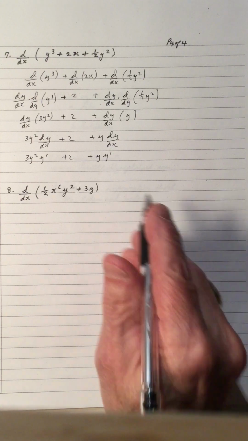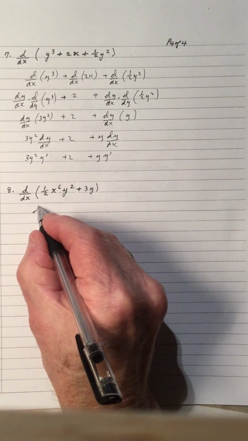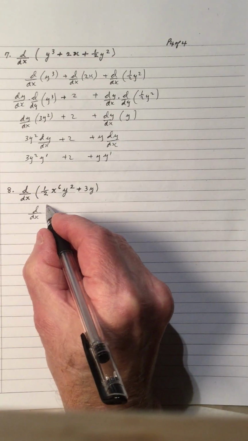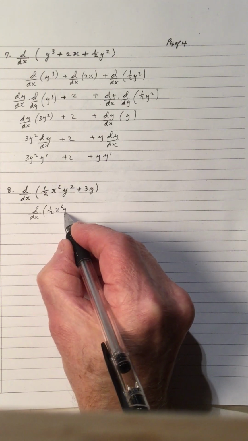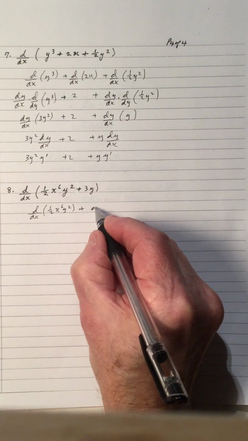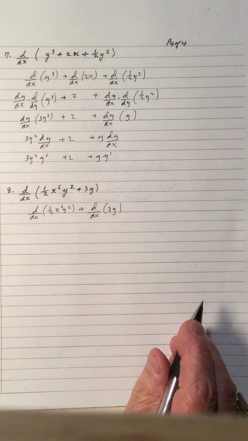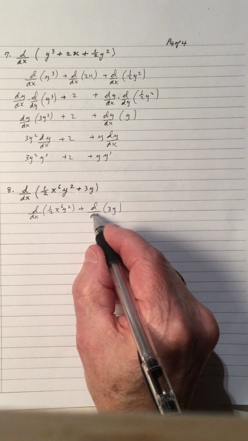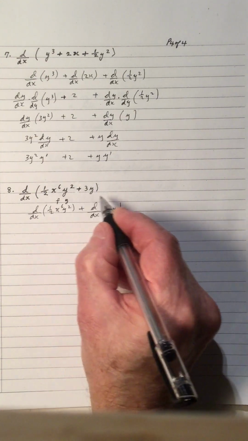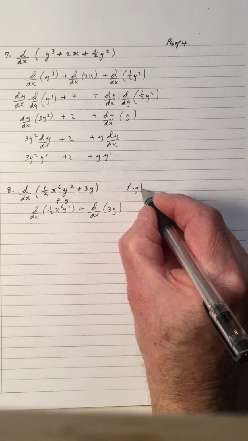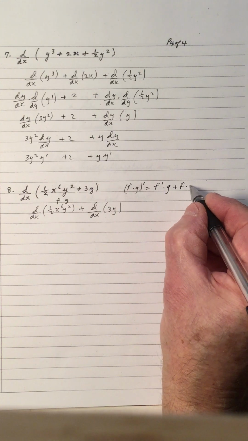And the last one to do, I made this one a little bit different because here I have a sum. So this is d/dx on the first one, which is 1/2 x to the 6th y squared, plus d/dx on 3y. But this one is a product, and this one is just the derivative here. So this is a product, so this is f and a g. So the derivative of f times g is f prime times g plus f g prime.